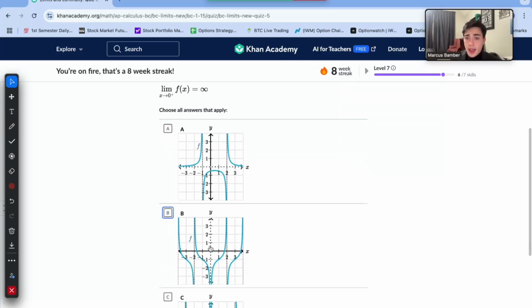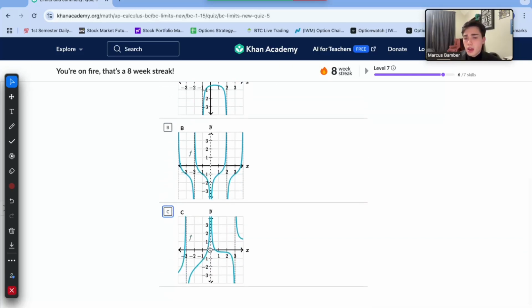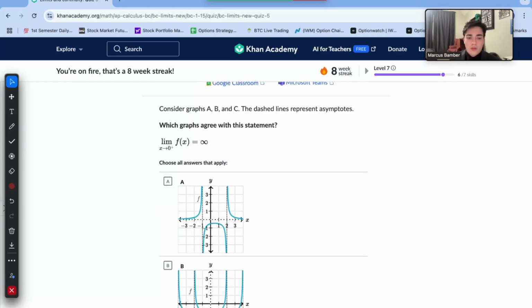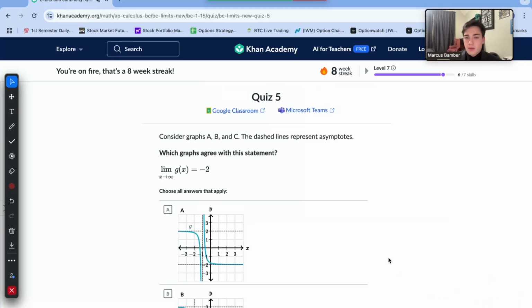Let's look at B. As we approach 0 from the right, so we're going to be using this part of the graph. This right side of the graph approaches negative infinity, so once again, doesn't match the limit statement. And now let's look at answer choice C. We're going to approach 0 from the right using this part of the graph, and we can see that as this right side of the graph approaches 0, the y value doesn't approach positive infinity. So that means C is the only graph that agrees with that statement.